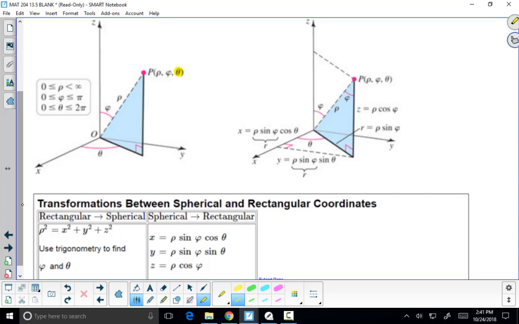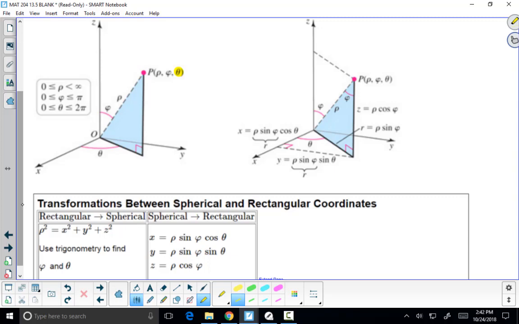So phi starts at positive z and rotates. It can never go more than pi, though. Theta can go, of course, 0 to 2 pi all the way around. And that's how we can uniquely define a point in three-dimensional space with those three coordinates, if we let phi go 0 to pi, let theta go 0 to 2 pi, and let rho be non-negative.